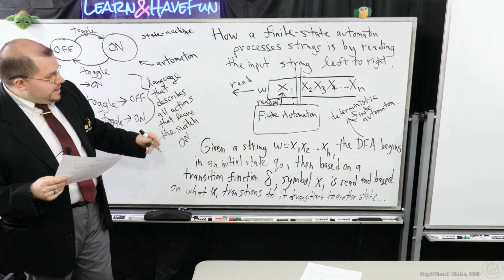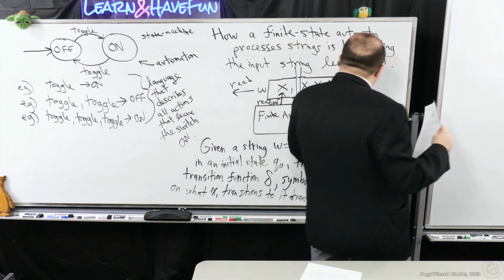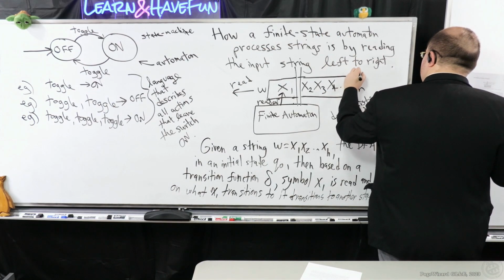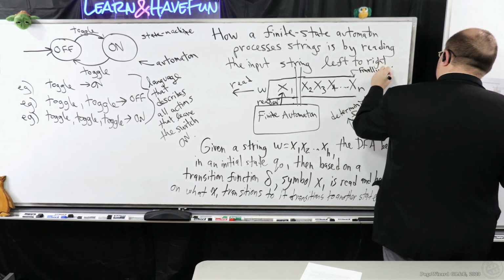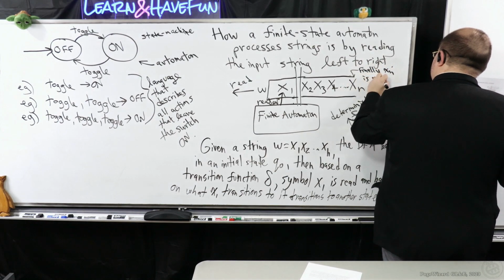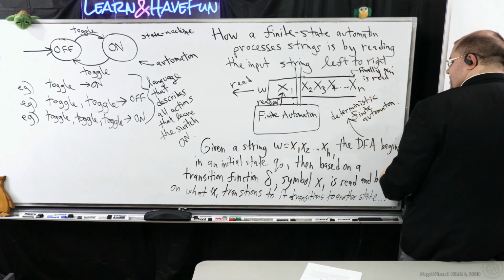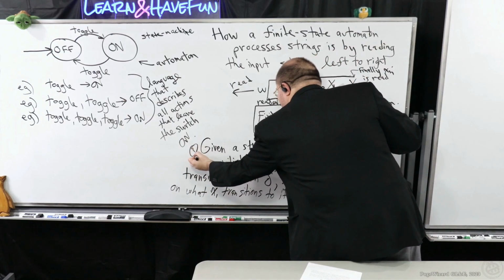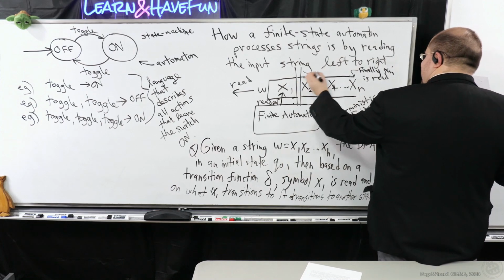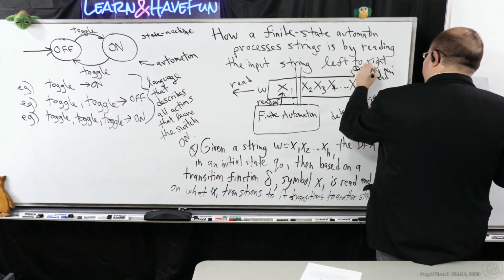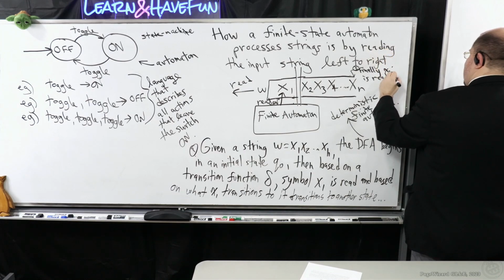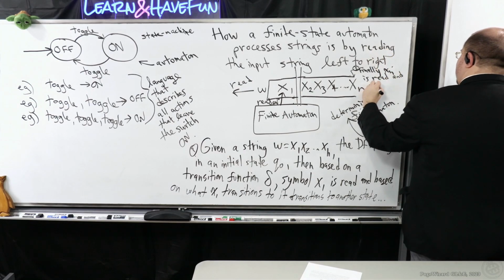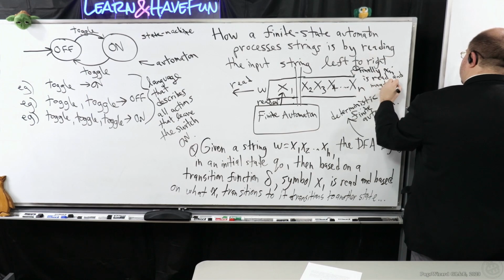And then finally, xn is read. So let me just maybe put a number on this, 1. Then there's stuff that happens in between. Then there's finally xn is read and may transition to another state, right?